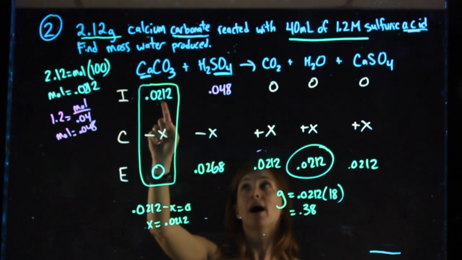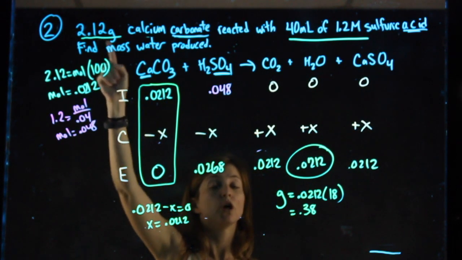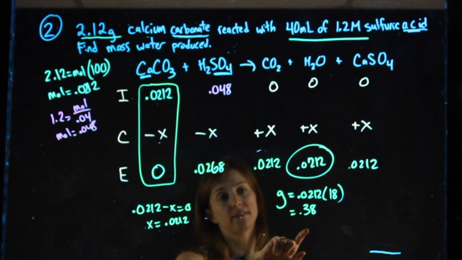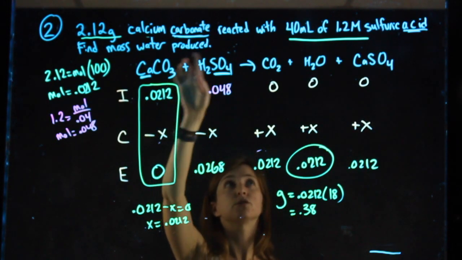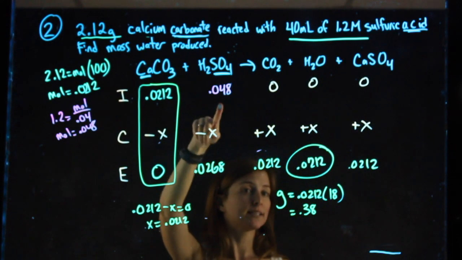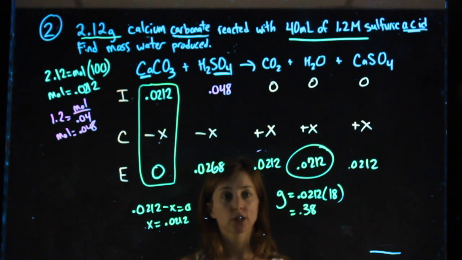Now, if you hadn't recognized that this was a limiting reactant problem, you have a 50% chance of getting it right. If you happen to use the 2.12, you would have, ultimately using stoich, still gotten this answer. But if you had used the 40 mL of 1.2 molar, because that wasn't our limiting reactant, we get the wrong answer. So make sure, even if you're getting these right, you're using the correct process.